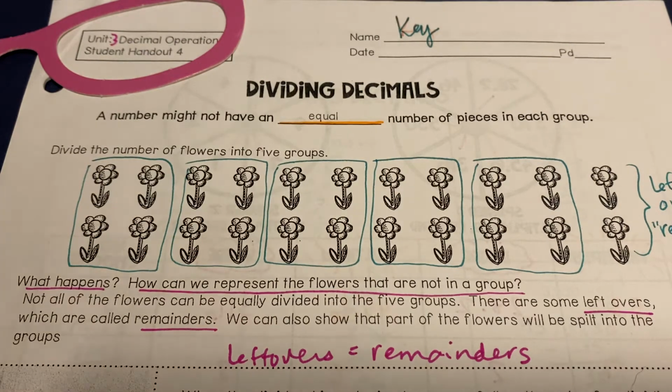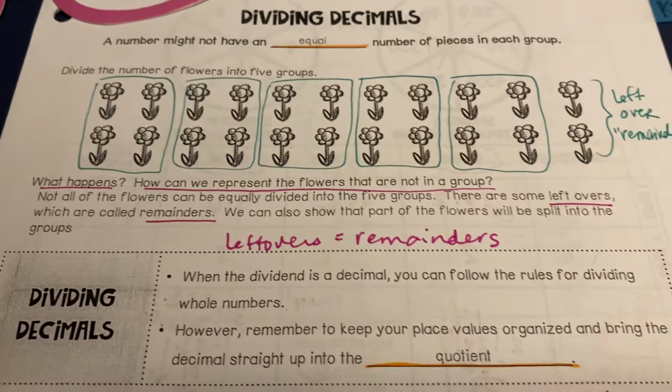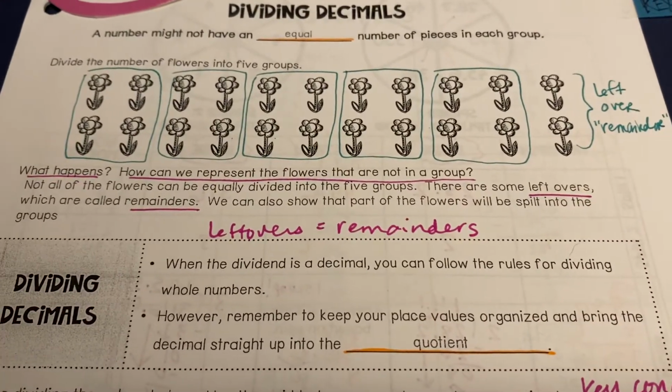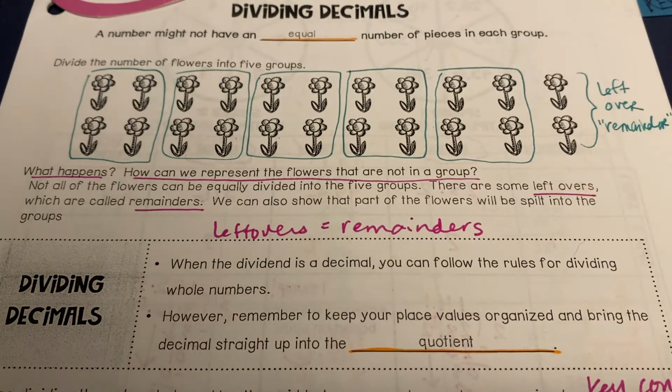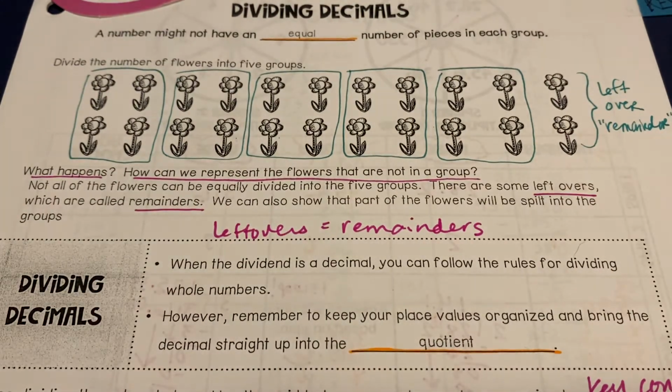Below here in the dividing decimals box, it says when the dividend is a decimal, you can follow the rules for dividing whole numbers. However, remember to keep your place values organized and bring the decimal straight up into the quotient. So we're saying these words without the reminder here of what we're talking about. So let's just review that really quick.